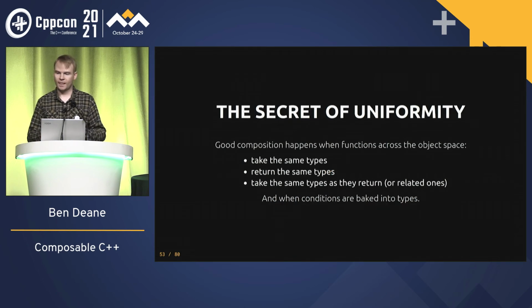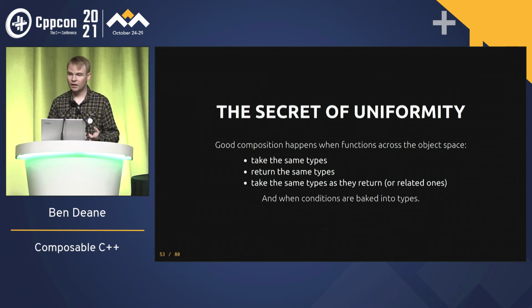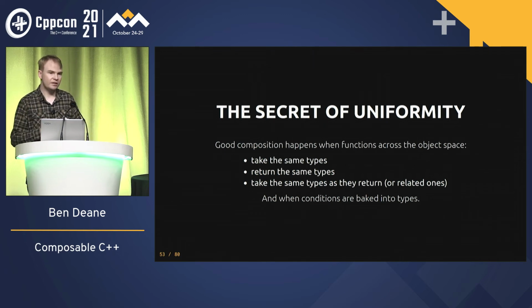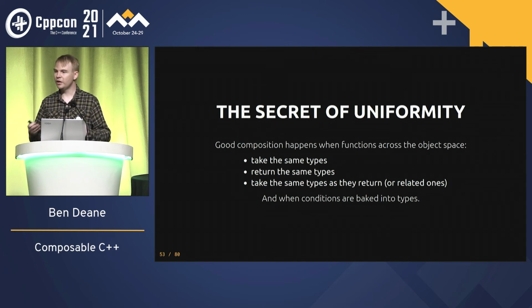Okay, so to me, the secret of composition is when we have uniformity across the type space. We have functions and interfaces that take and return the same types, and we bake conditions into the types, like optional. This is what enables composition at the object level. And this is nothing new, really.